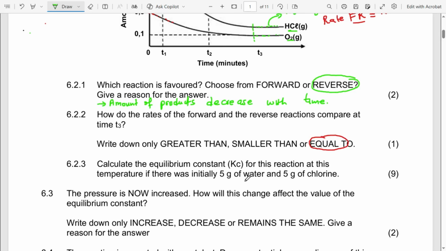They say there is initially 5 grams of water, which is my H2O, and 5 grams of chlorine. Okay, so 5 grams of water and 5 grams of chlorine, which is my Cl2. So I'm given the initial mass.